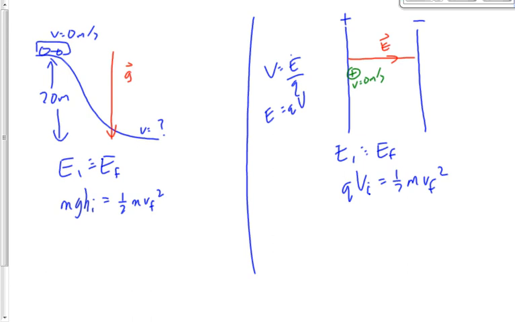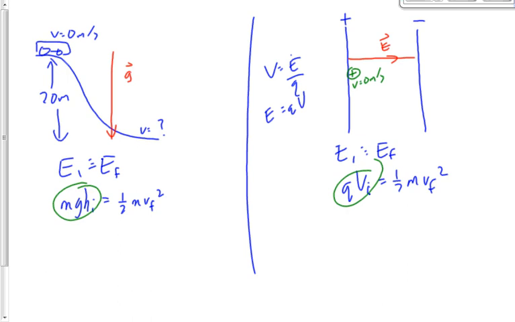So it's exactly the same thing, except for one small part. The potential energy that we have at the beginning is a different kind of potential energy. Instead of being gravitational potential energy, MGH, it's electric potential energy, QV. That's it. That's the only difference. If it's not helpful for you to think of it as a car going down the hill, then I guess don't do it.